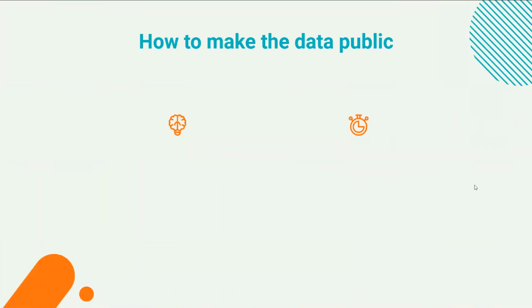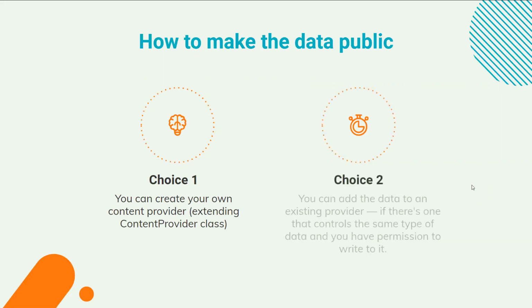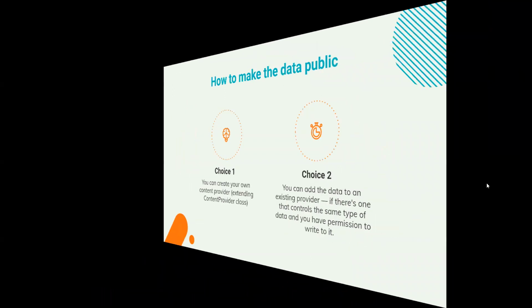Implementation. How to make your data public. The first choice, you can create your own content provider extending the content provider class in your Java application. The second choice, you can add the data to an existing provider if there's one that controls the same type of data and also have permission to write to it.